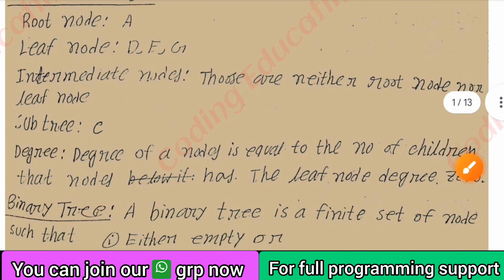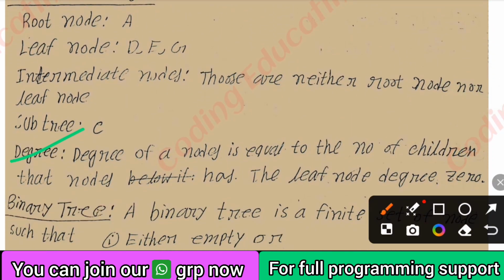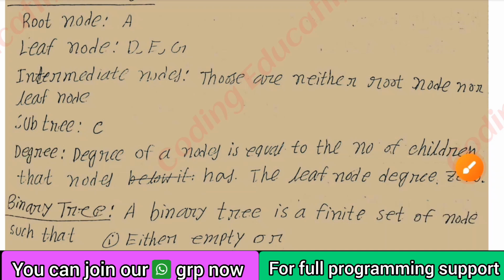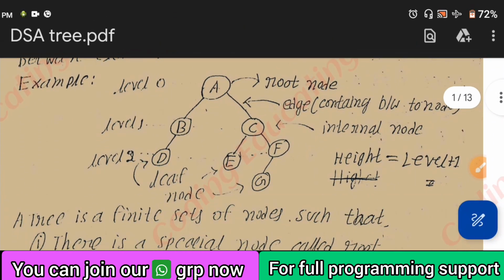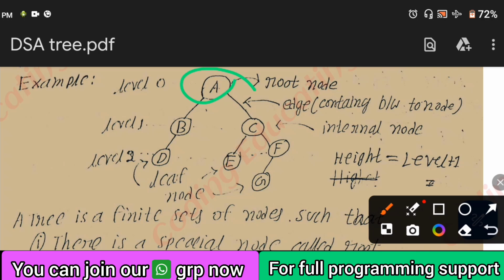After that, how to calculate the degree of a tree. The degree of a node is equal to the number of children that the node has. The leaf node degree is 0. We can also calculate from this example: how many children does this root node have? 1, 2, 3, 4, 5, 6. So the degree is 6, and the leaf node degree is 0.